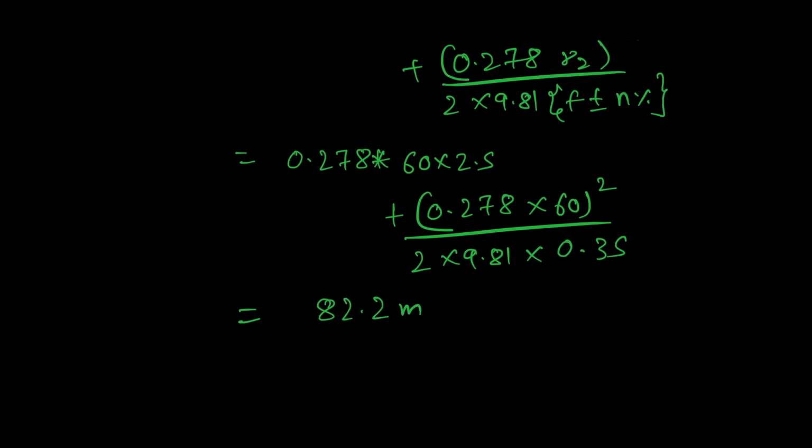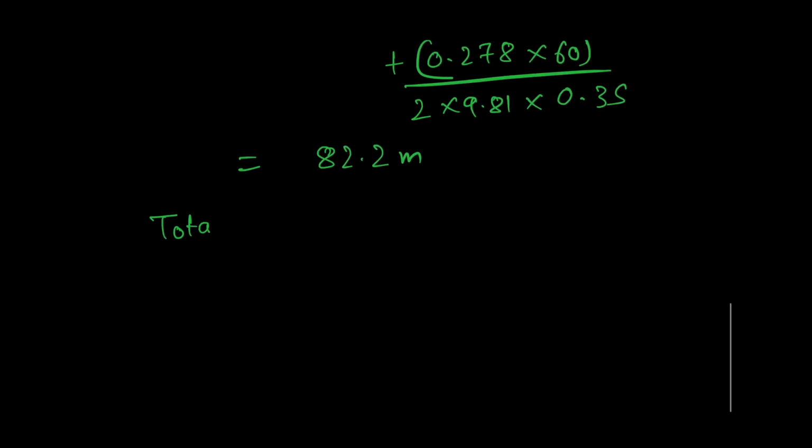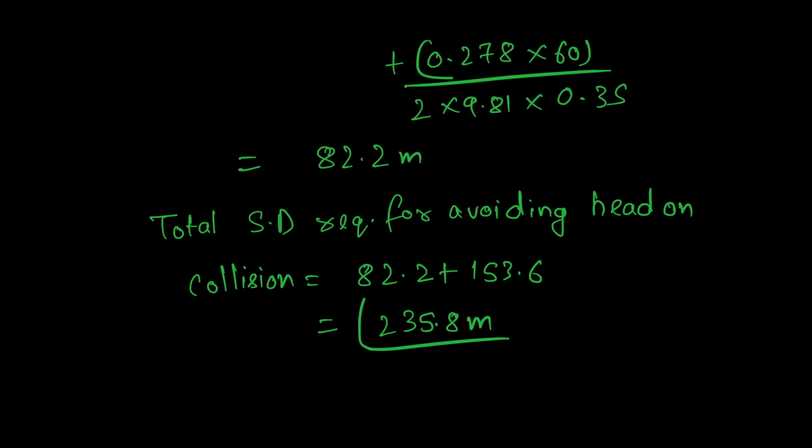So the total distance required for avoiding the head-on collision would be: total sight distance required for avoiding head-on collision is equal to 82.2 plus 153.6, which will come out to be 235.8 meters. This is the answer to the question.